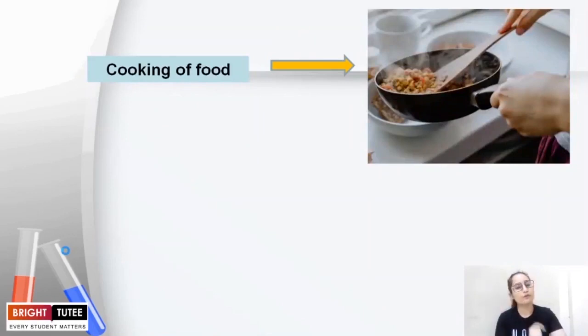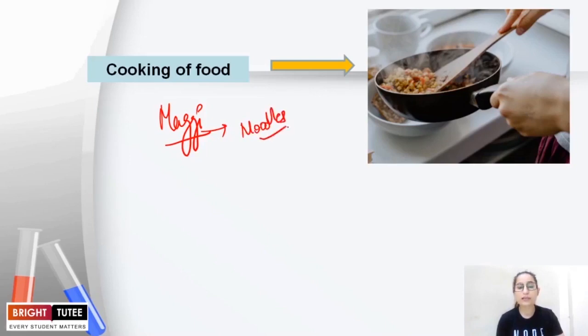Now cooking of food. For example, if you're cooking Maggi, right? Maggi is the simplest example. If you're cooking Maggi, these are basically noodles. So when you cook them, after you have cooked your Maggi, can you obtain the noodles back again? The raw noodles which were not cooked? No, you cannot.